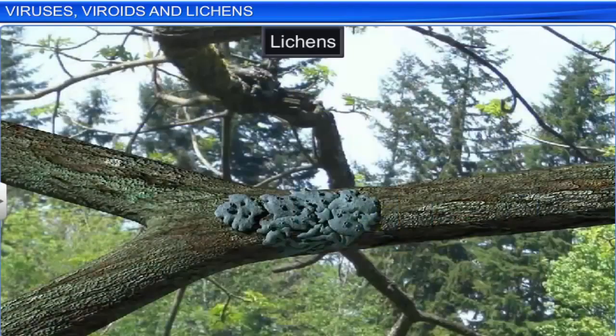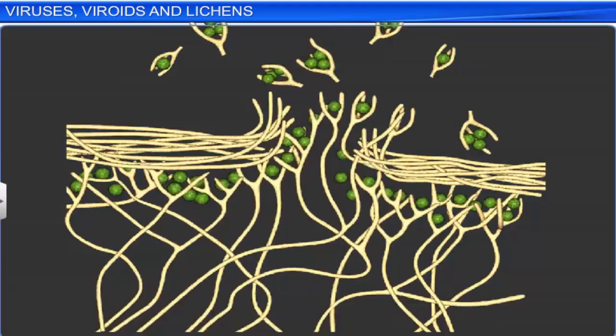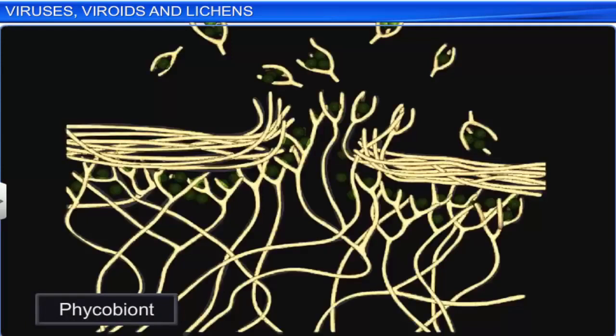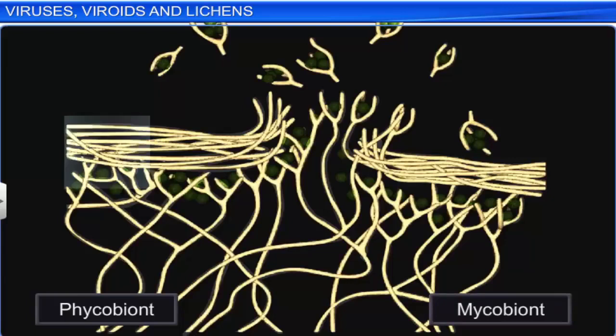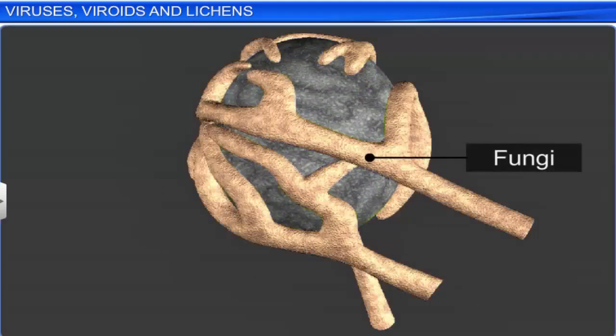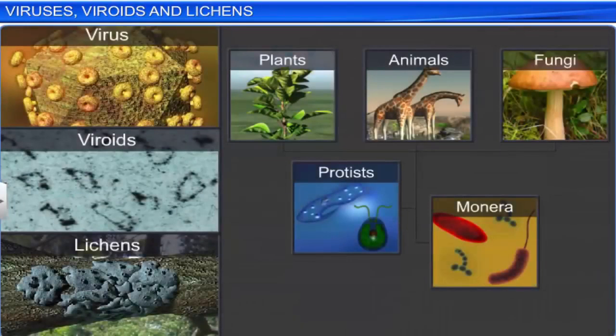Lichens, though they may look like single organisms, actually have two organisms inside them: algae and fungi. Both algae and fungi together have a mutually beneficial association called symbiosis. The algae component, known as phycobiont, is autotrophic, while the fungal component, called mycobiont, is heterotrophic. So, algae prepare food for fungi, and fungi in turn provide shelter and absorb water and nutrients for algae. Therefore, viruses, viroids and lichens were not placed anywhere in the classification system.